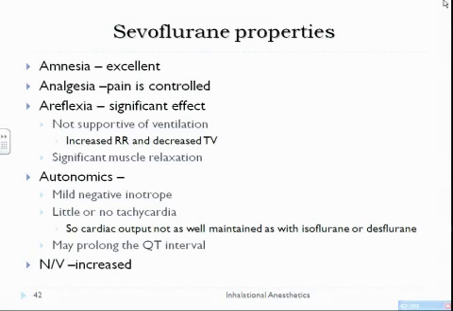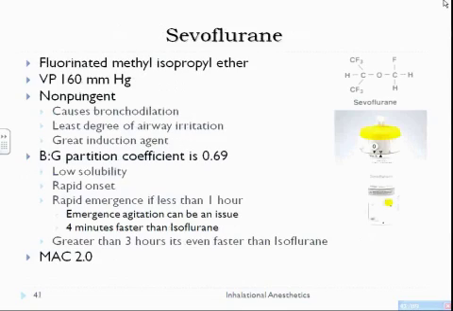Sevoflurane is an excellent amnestic. Sevo is a fluorinated methyl isopropyl ether. You can see over here that it's got CF3s out here, that's 6, and then you got another fluorinated compound here, making a total of 7. That's why it's called sevo, for 7. Vapor pressure is actually fairly low at 160 millimeters of mercury. And it's non-pungent. That's what makes this agent very helpful.